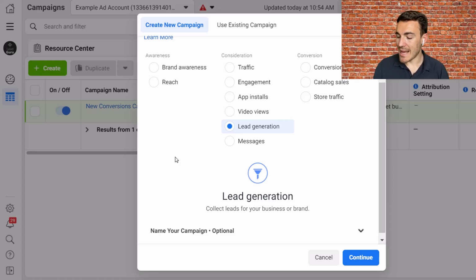Right, next one is to use a low barrier to entry offer. So you don't want to run a lead generation campaign that's asking for someone to commit to a $10,000 deposit on a $50,000 service. Instead, you want to use things that are very easy for people to say yes to.